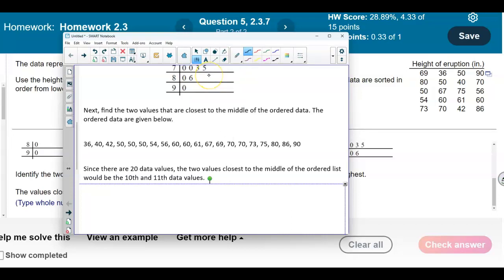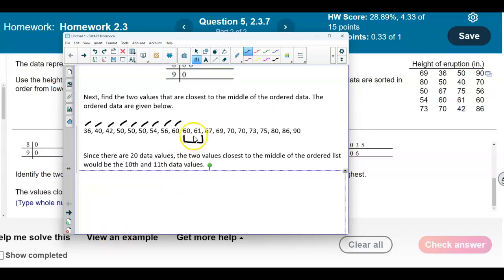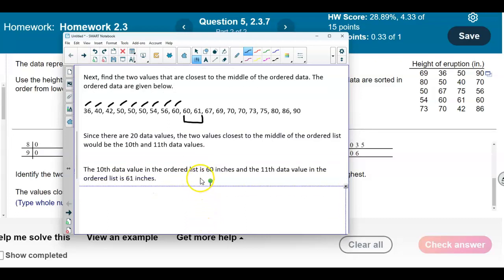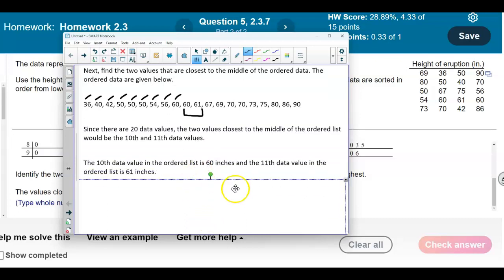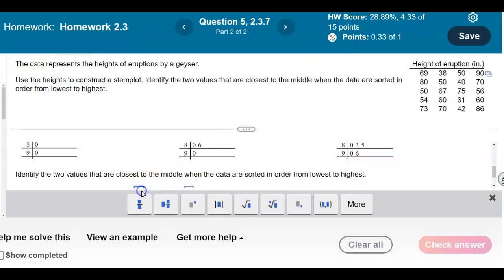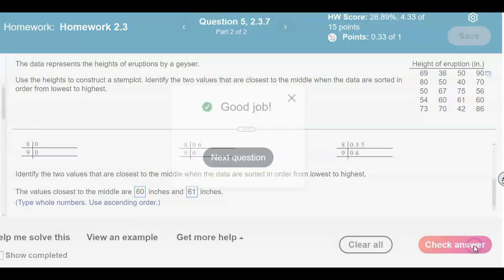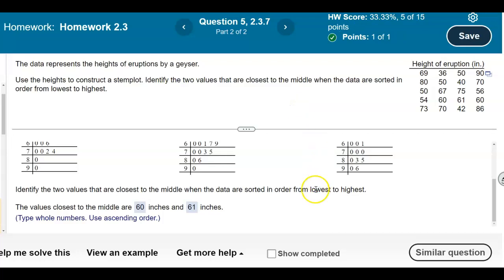So counting 1, 2, 3, 4, 5, 6, 7, 8, 9, then this is 10, and this is 11. We can see that we have 60 and 61 as the 10th and 11th. Therefore the 10th data value in the ordered list is 60, and the 11th data value in the ordered list is 61. So let's put that in here. We have 60 and then 61, and then we check our answer, and that is our result.